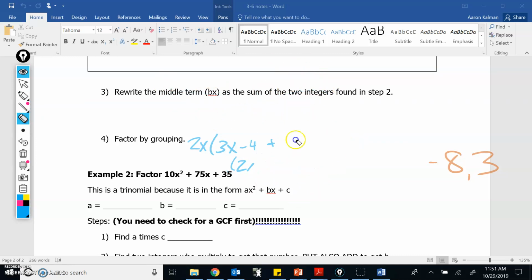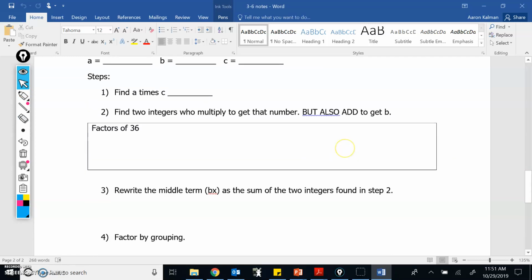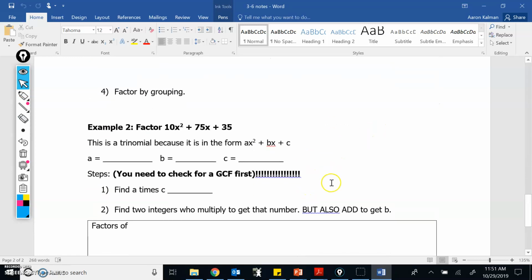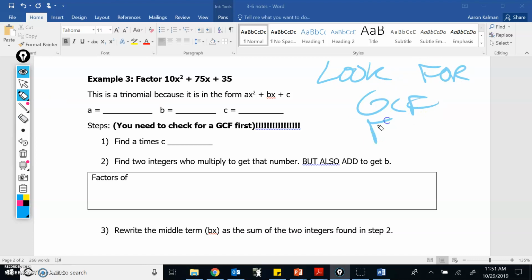And then the last one, I'm not going to do the whole thing. I want you guys to finish it, but I do want to help you with the start. With this example, it says example 2, but it should be example 3. Maybe we could change that. Before you write down your A, B, and C, that is wrong. What you need to do is always look for a GCF first.